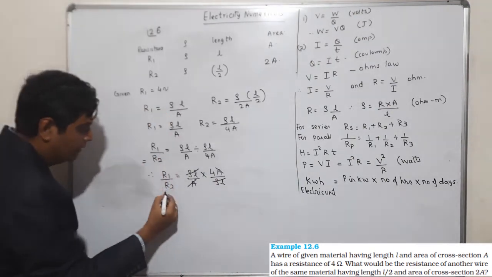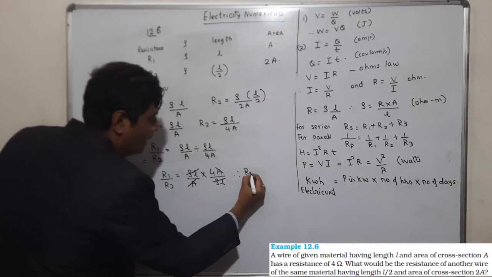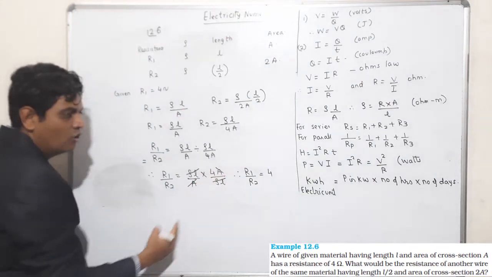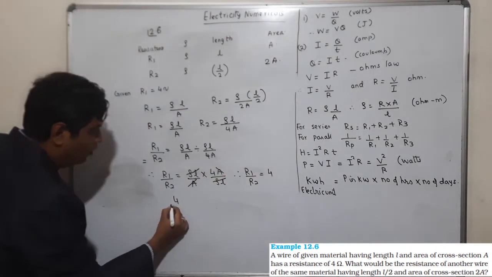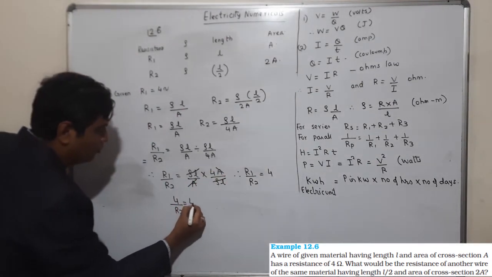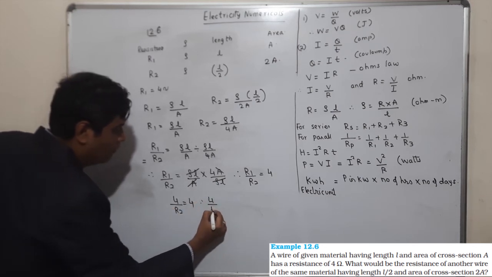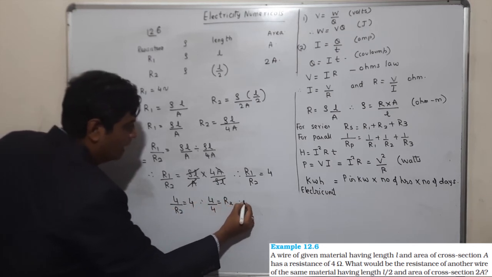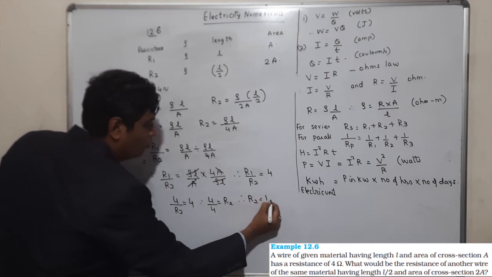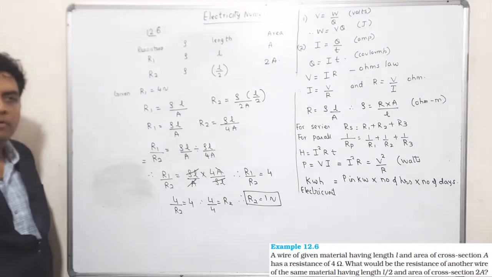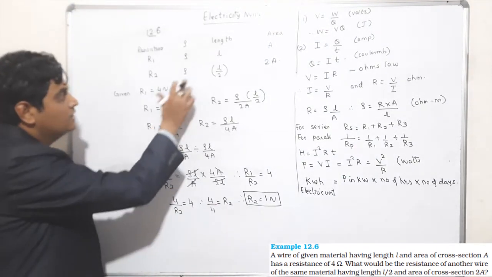So I will put it over here. Therefore R1 upon R2 is equal to 4. What is my value of R1? It is 4. 4 divided by R2 is equal to 4. Therefore R2 goes there, 4 comes here. 4 upon 4 is equal to R2. Therefore, R2 is equal to 1. Understood this? Such types of sums come.